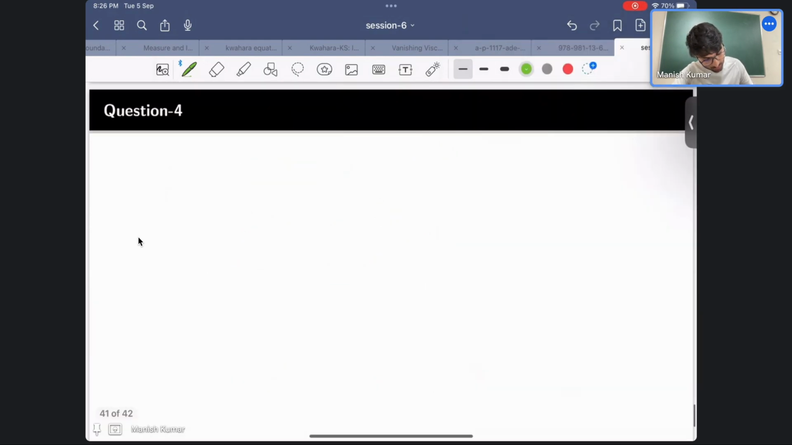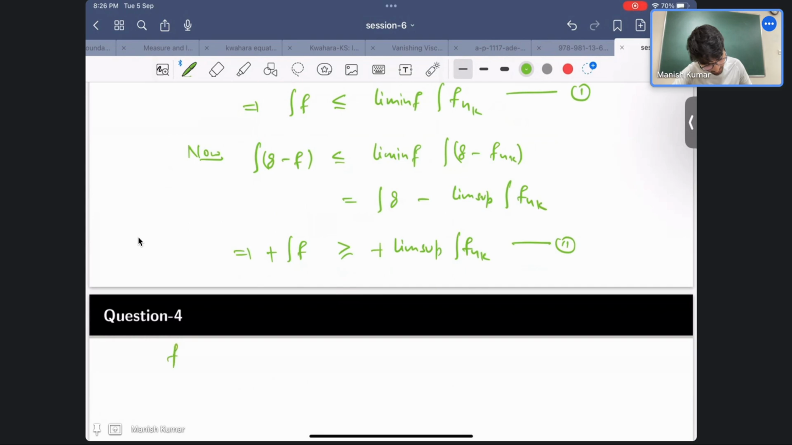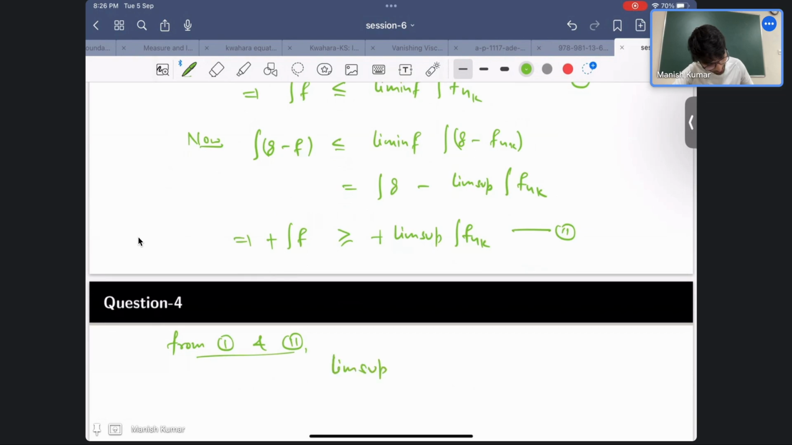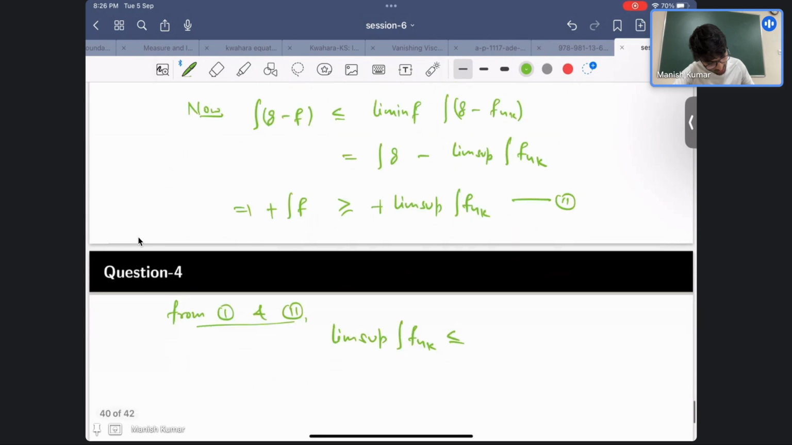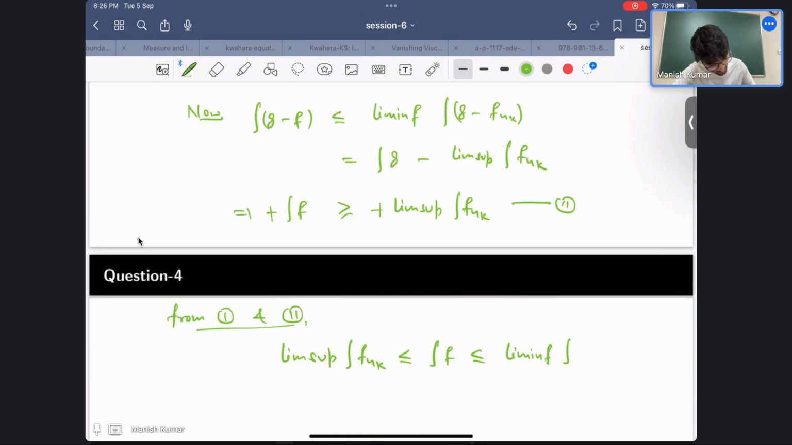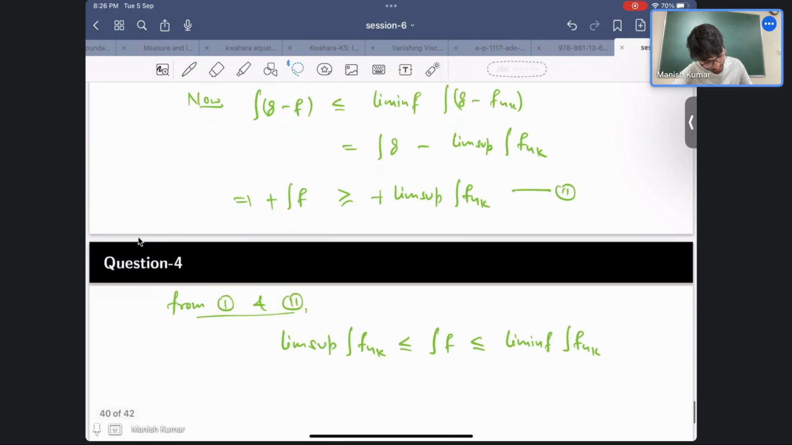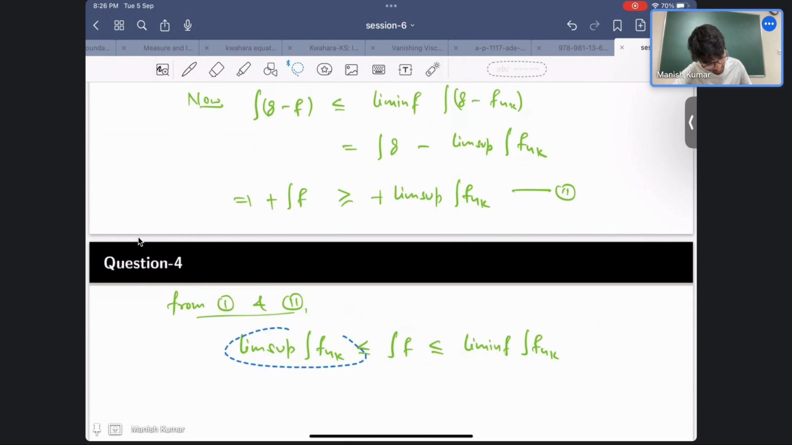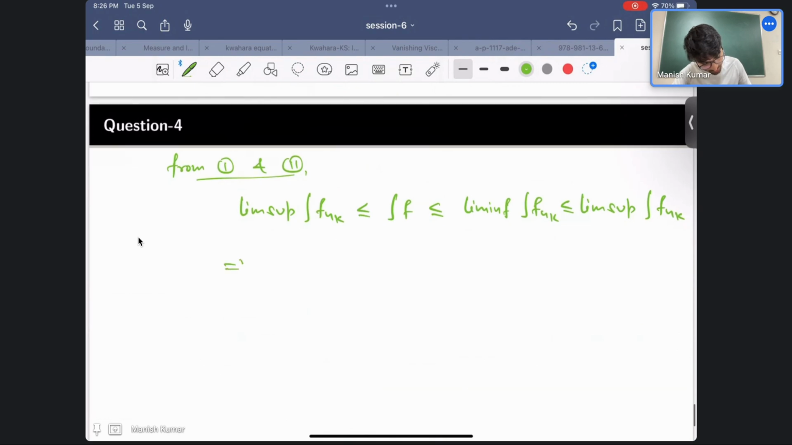So from 1 and 2, what we have is that this lim_sup of the integral of fnk is less than or equal to the integral of f, and this is less than or equal to lim_inf of the integral of fnk, and you know that lim_inf is less than or equal to lim_sup. So this implies that the limit of the integral of fnk is equal to the integral of f.